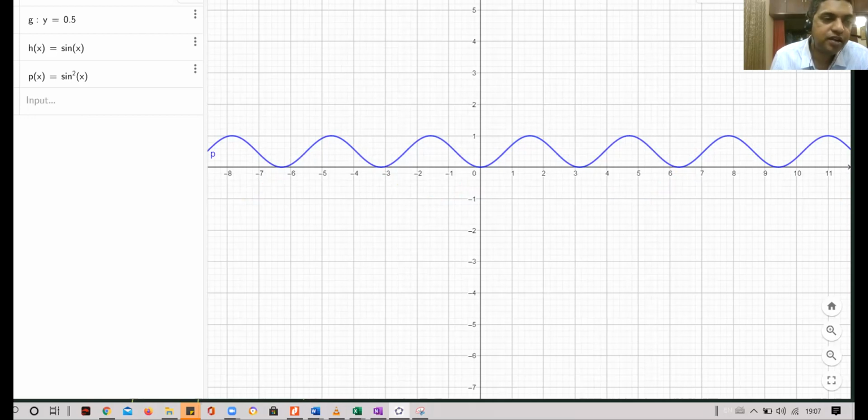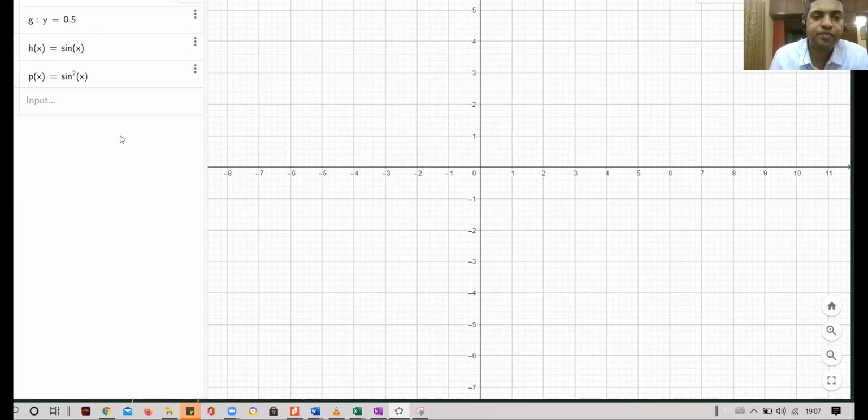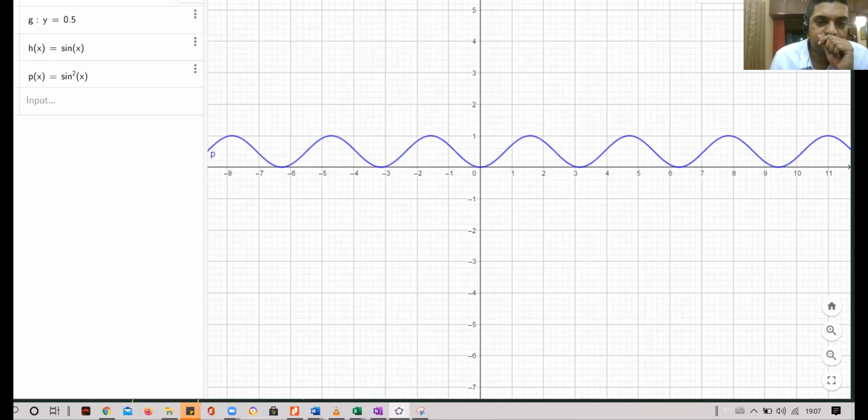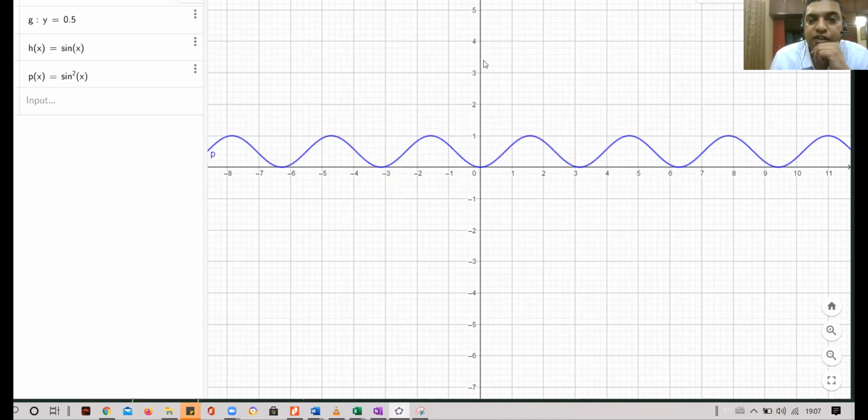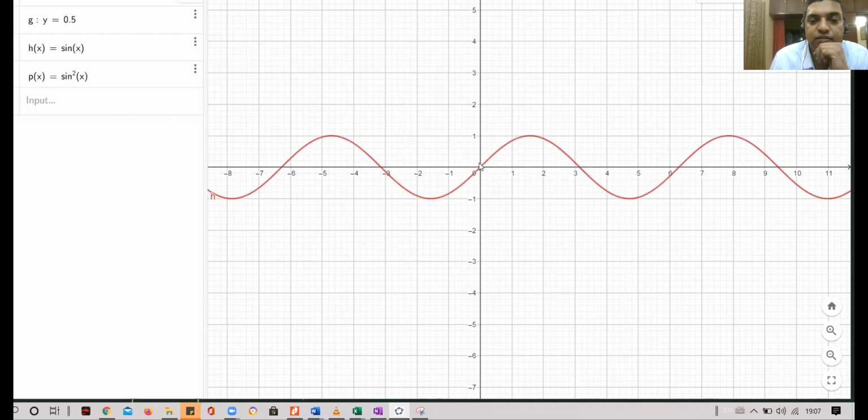So when you square sine and cos, Sir, is sine square x an odd function? No, sine square x is an even function. Sine x is an odd function. Sine square x is an even function. You can see it is symmetric about the y-axis. So it's even, right? Yes, sine square x is even. Sine x is odd.